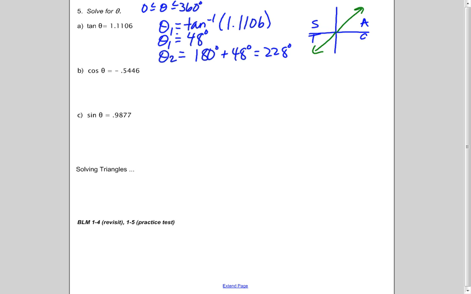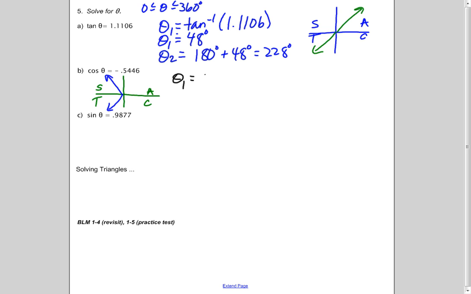Where is cos theta negative? I do draw a diagram every time with my CAST rule. So the letters stand for where things are positive, so I know that the cos is not positive here and here. So that's where my two answers are going to lie. My calculator will give me one of them, and I will need to find the other.